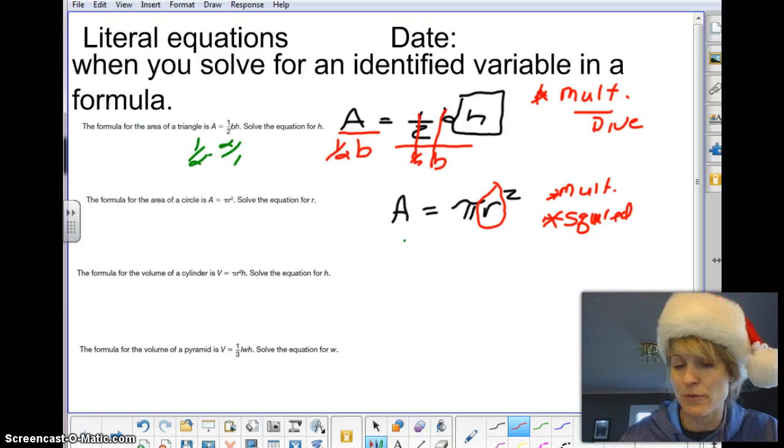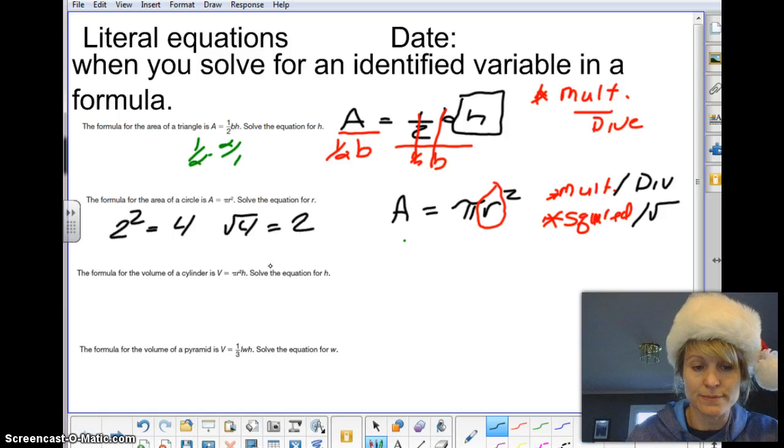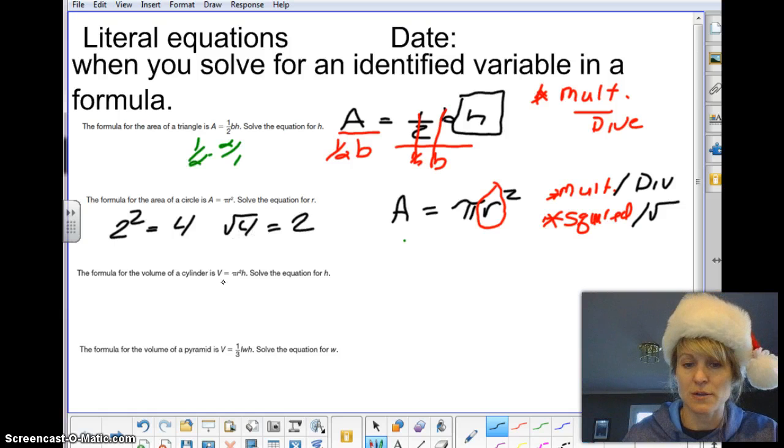So when I think about this, I've got to do the opposites, right? Just as we said before, the opposite of multiplication is I'm going to divide to get rid of that. And the opposite of squared is the square root. Hopefully you know that. If I have 2 squared, that equals 4. The square root of 4 equals 2. So you see how they undo each other.